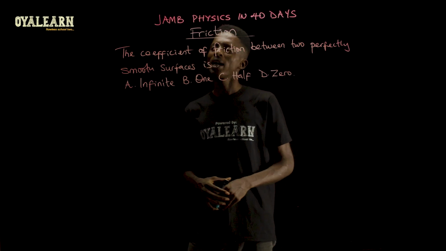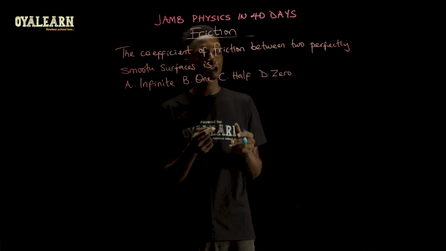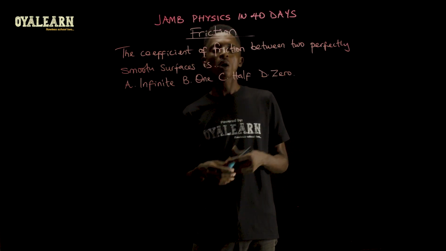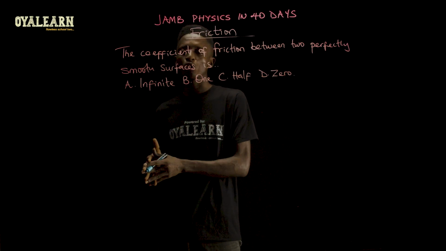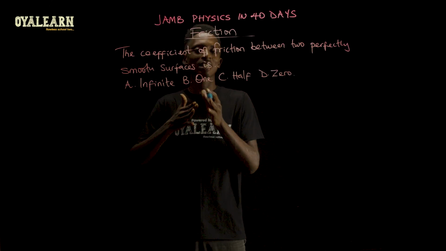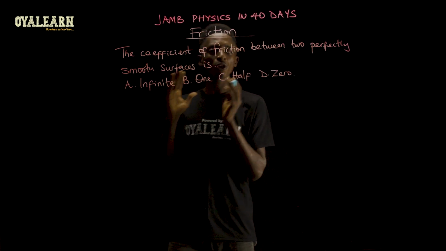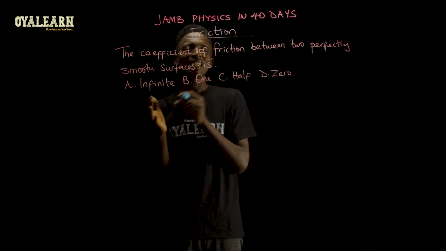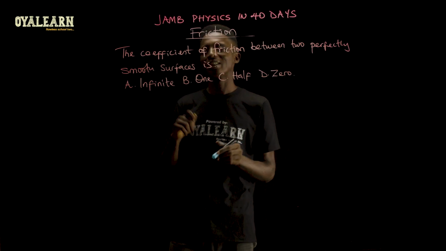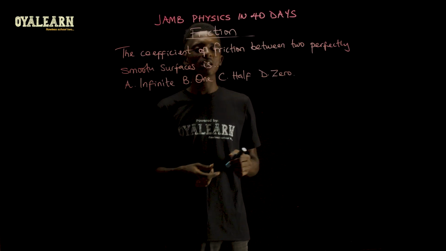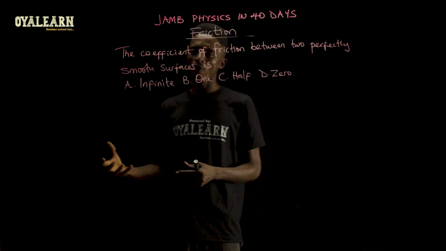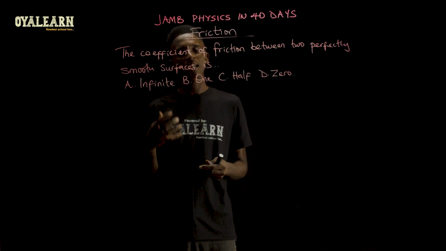In this question, we are asked the coefficient of friction between two perfectly smooth surfaces is. Now, when we consider the conditions for friction to occur, you must have two particles that are moving at relative motion with each other. And then, of course, friction also depends on the nature of the surface. Mind you, it does not depend on the area of the surface, but depends on the nature. And what we mean by nature of the surface is whether the surface is smooth or whether it is rough. And the rougher the surface, the more the coefficient of friction.